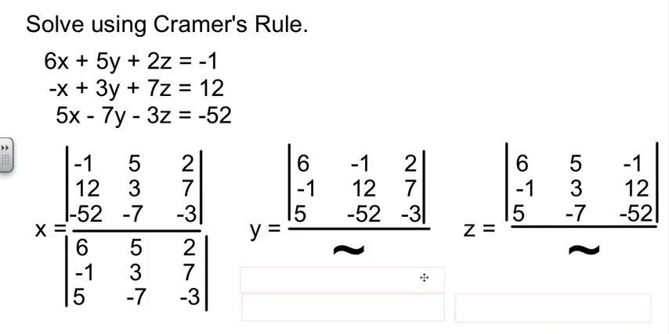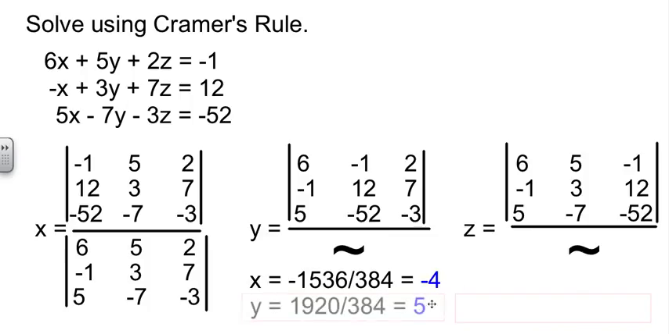Now our graphing calculators will do these determinants for us. Once you've shown me the setup, I'm happy to let you use the graphing calculator to generate these answers, and I'll show you how to do that in class. Okay, it's fairly straightforward with the calculator. So I'm not going to bore you going through the arithmetic of how you get all these values. But x is -4, y is 5, and z is -1.